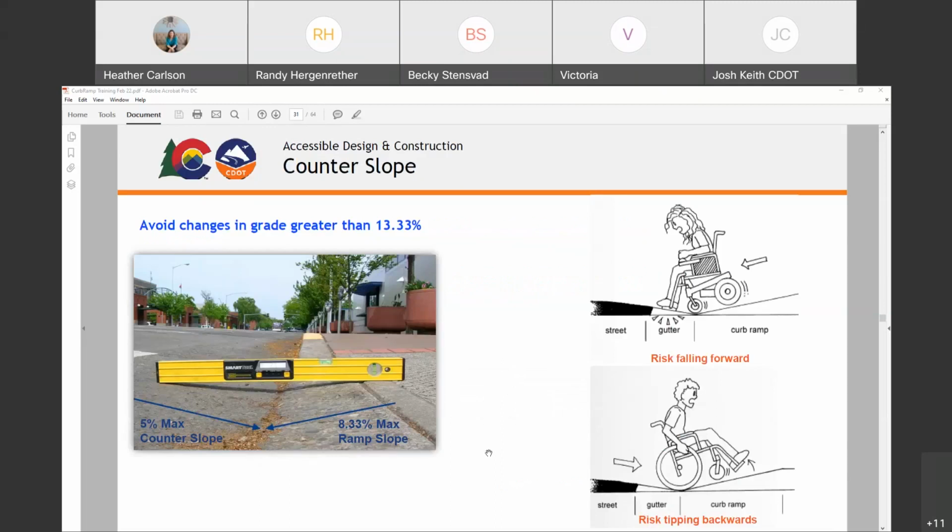This is again looking at your entrance to the street, the algebraic difference between the two. The maximum is 13.33, mostly for wheelchairs, because it makes it very hard for a wheelchair user to navigate anything more than that.